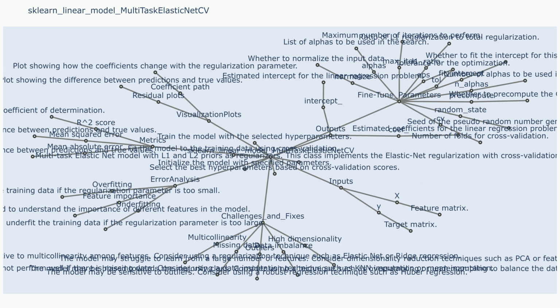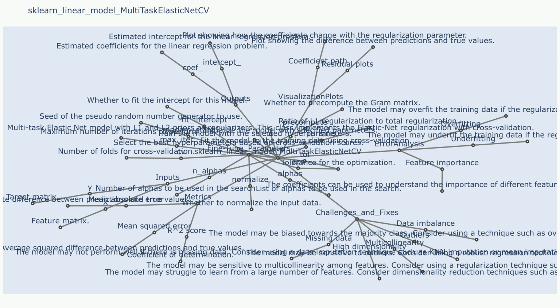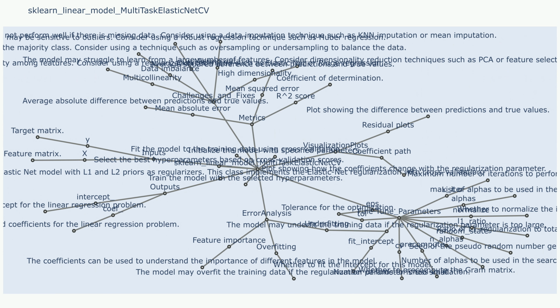Steps: fit the model to the data. Use cross-validation to find the optimal alpha and L1 ratio. Train the model with the optimal parameters. Metrics: mean squared error (MSE), R squared, mean absolute error (MAE). Visualization plots: scatter plot of the target values vs. the predicted values, residual plot, coefficient plot. Fine-tune parameters: alpha controls the overall strength of the penalty.